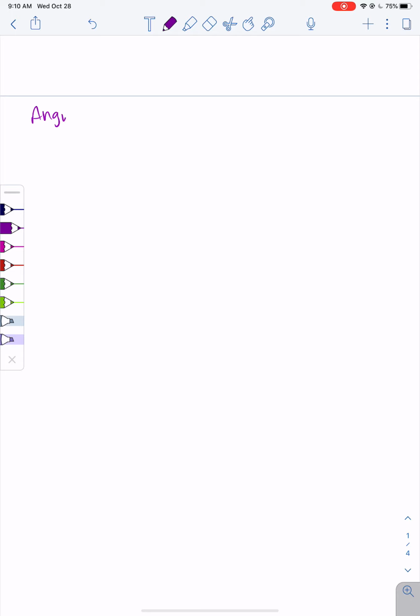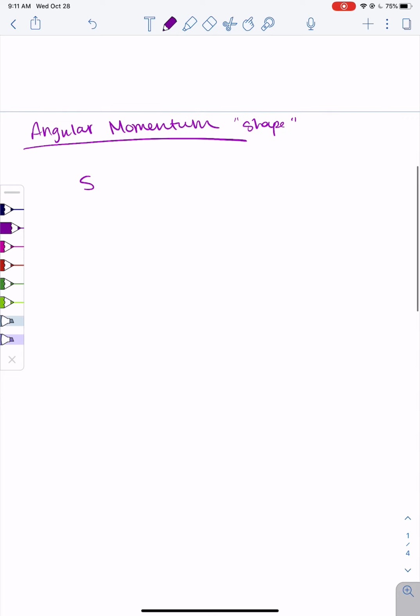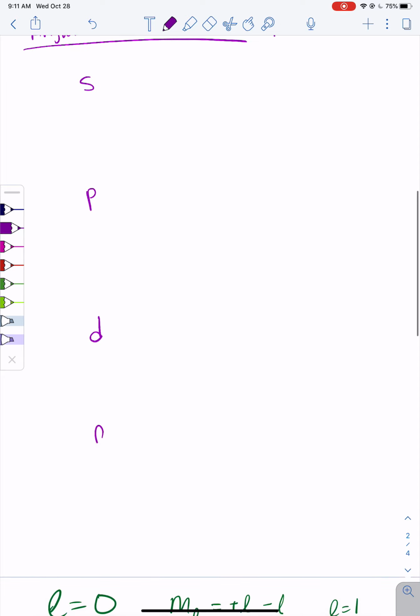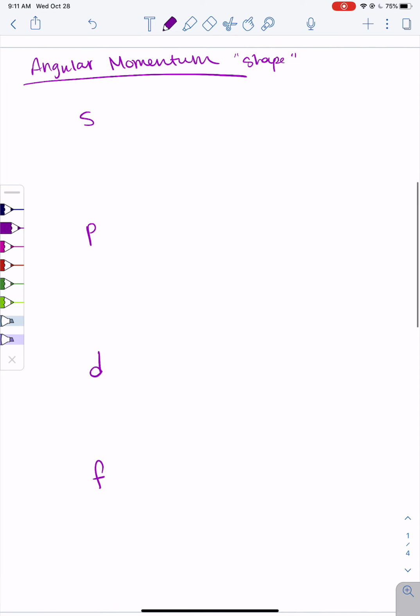So angular momentum, again, this is the shape. We have an S orbital, we have a P orbital, we have a D orbital, and we have an F orbital. Okay, so the S stands for sphere.